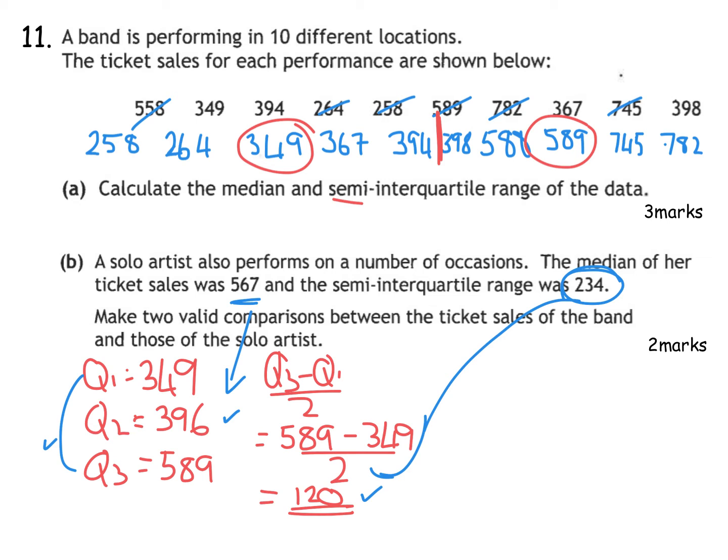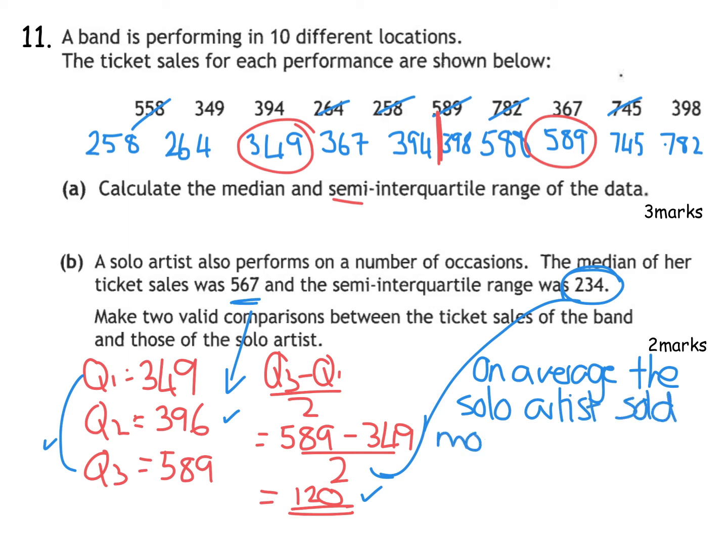So because the solo artist came second, I'm going to talk about that. I'm going to say, because the median is higher, and the median is a type of average, remember, on average, the solo artist sold more tickets. Okay, so on average, the solo artist sold more tickets. And that's because she's got a higher median.